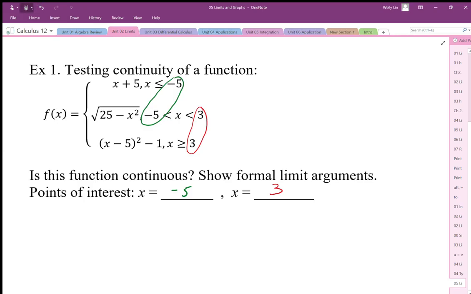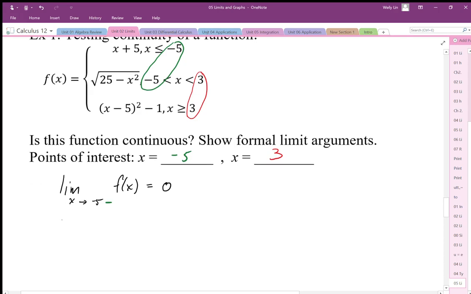So we test, and we can do this formally with a limit. We can say the limit as x approaches -5 from the negative side, what is the value of f of x? From the negative side, at x equals -5, f of x is equal to 0. Then we can check the limit as x approaches -5 from the positive side.